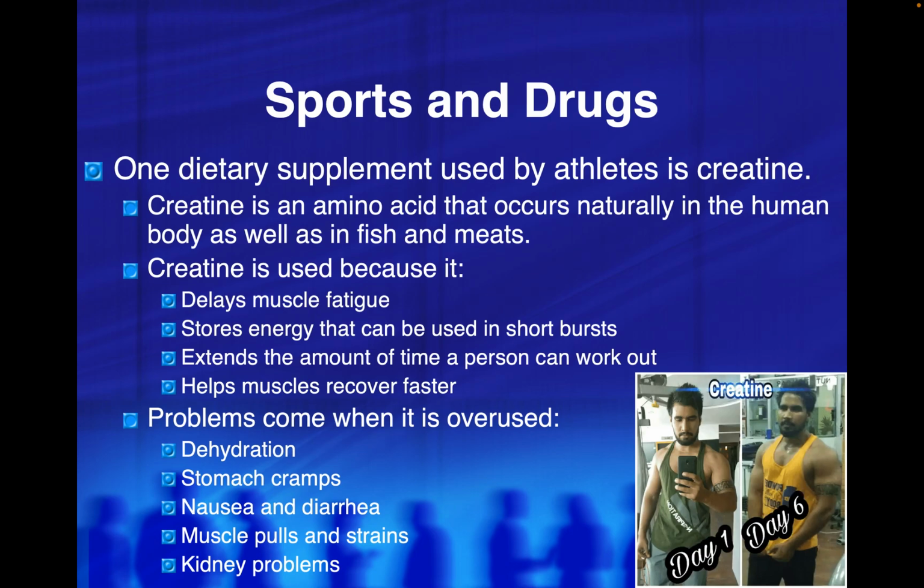It causes dehydration, stomach cramps, nausea, and diarrhea, muscle pulls and strains, and of course, kidney problems. And this is a guy, this is what he looked like on day 1, and this is what he looked like on day 6 after taking creatine. As you can see, his chest and his biceps are especially larger. His deltoids look bigger as well.